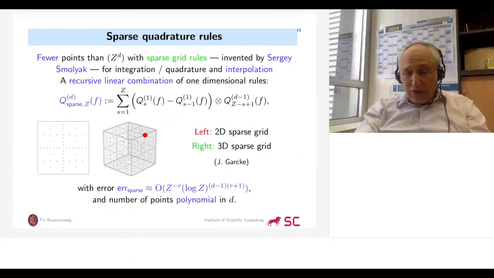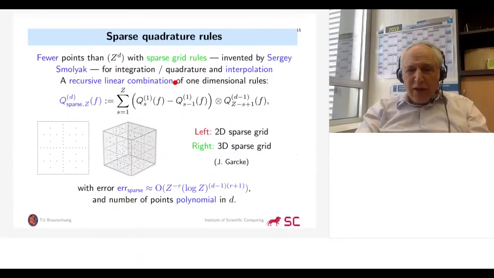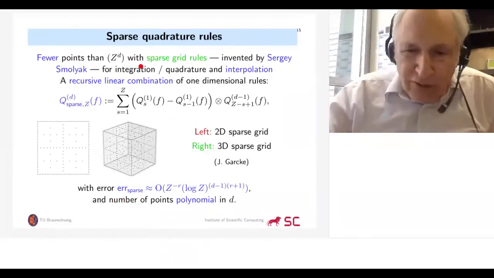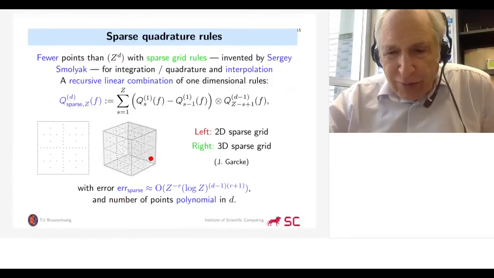Two of them you have seen already. These were the Monte Carlo and quasi-Monte Carlo rules. But another rule is taking these one-dimensional rules and combining them in a different way, so that the grid of approximation points is not full, but looks something like this. In 2 dimensions, it looks like this. In 3 dimensions, it looks like this.